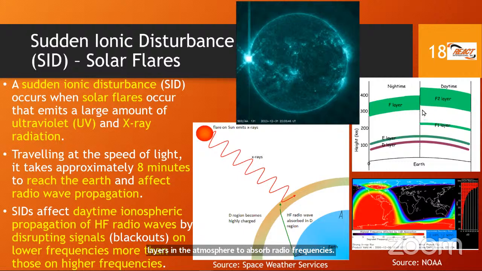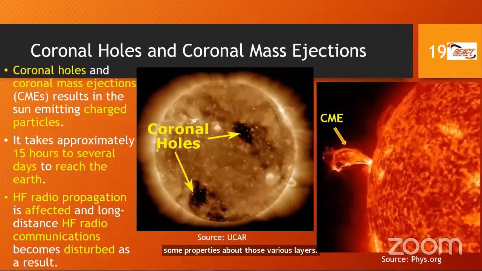So you have the different levels or layers of the ionosphere, which we talked about in the technician class, and we'll discuss a little bit further shortly because we need to know some properties about those various layers, right? So sudden ionic disturbances due to solar flares. Right, so another aspect of our sun that we need to be aware of.